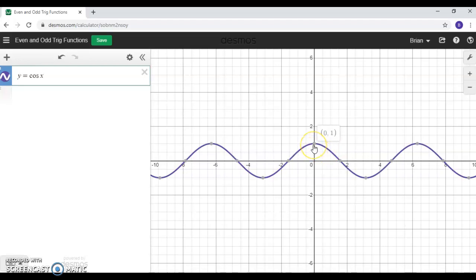This one's more interesting, I think, because it does have that symmetry about the y-axis. If I grab a point here and here, the y-coordinate's the same, but the x-coordinate has changed signs. You can do the same thing over here as well. The y-coordinate's the same, but the x-coordinate has changed signs. That's an even function. What about the reciprocal functions?